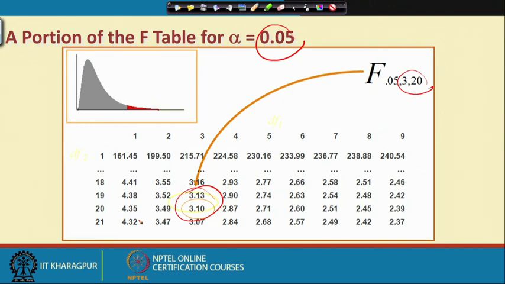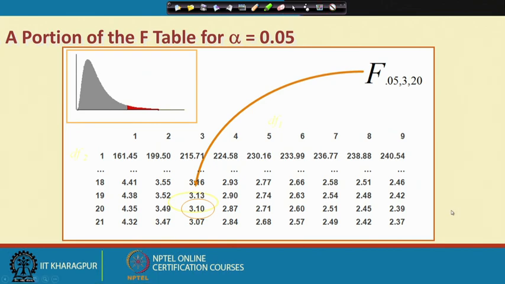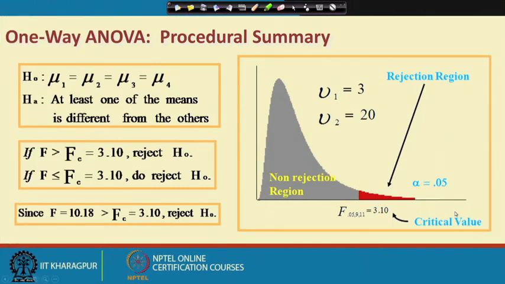So, now on the basis of your F calculated and F critical, you have to take the decision whether to accept the null hypothesis or reject the null hypothesis. That means the idea is whether the population means are equal or the population means are different from each other, right. So, in this context, this is what F critical is about.